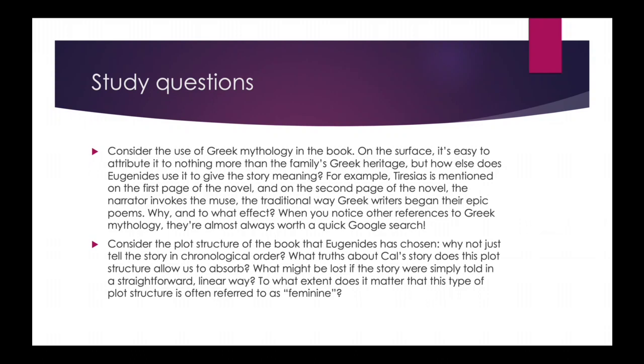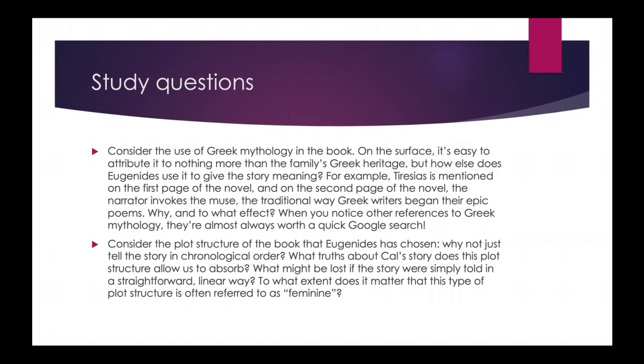second page of the novel, the narrator, Calliope, Cal, invokes the muse, which is a traditional way that Greek writers began epic poems. So if you've read the Iliad and the Odyssey, there's always this invoking of the muse at the beginning. Oh muse, sing the story of Odysseus, who's going to cross the seas and go on a big journey. I can tell it's been a while since I read that one. But this is the way traditionally Greek epic poetry begins. And so Eugenides begins his novel this way. Calliope, or Cal, invokes the muse. So maybe look that up and think about that a little bit more.